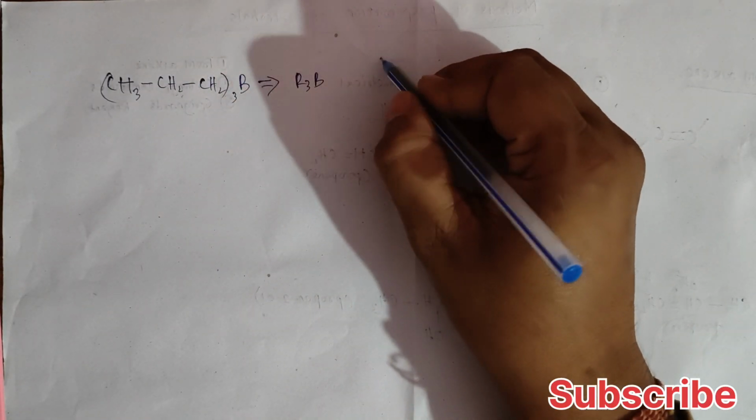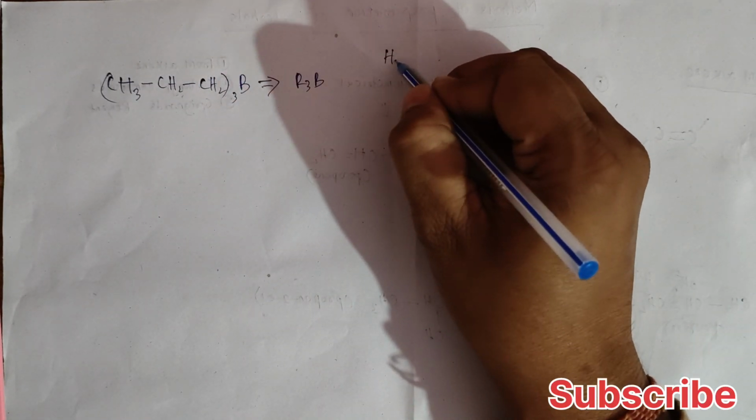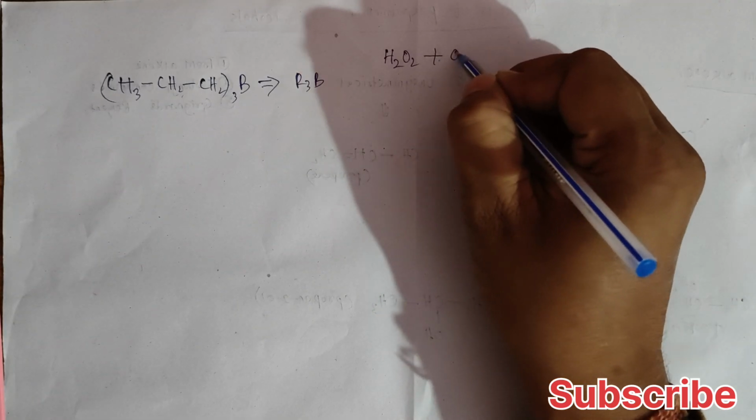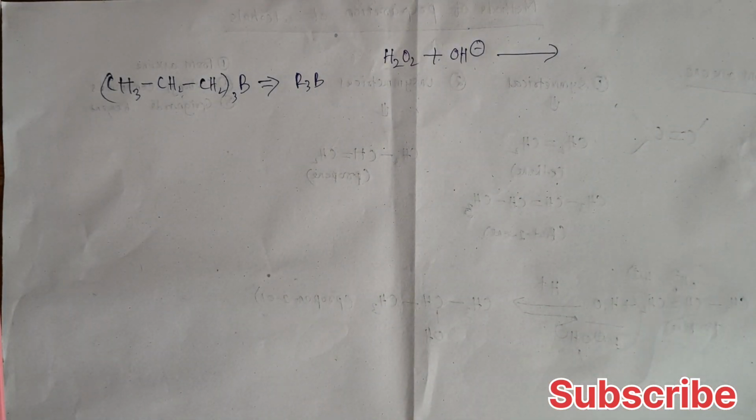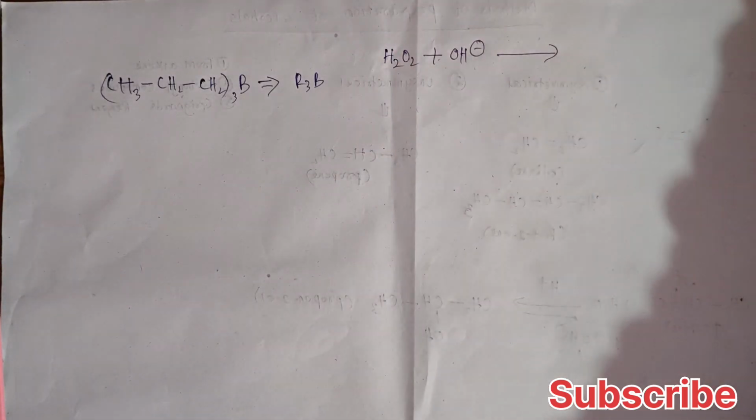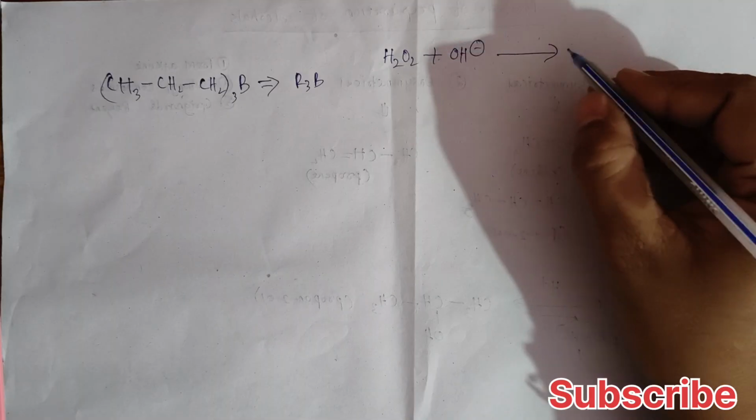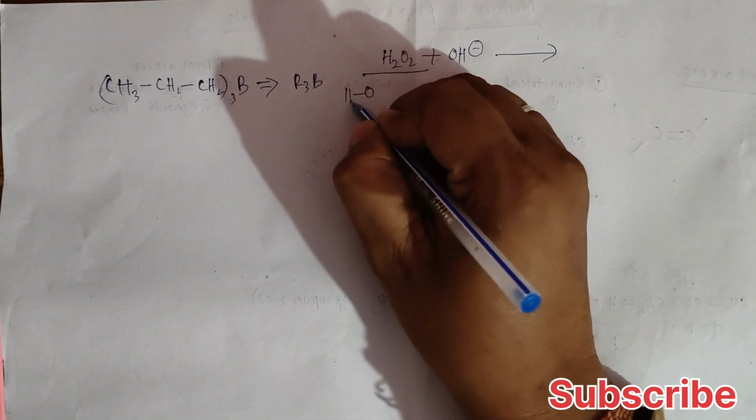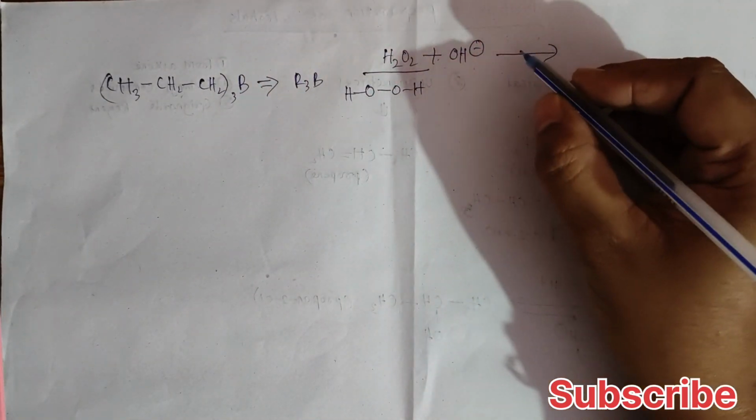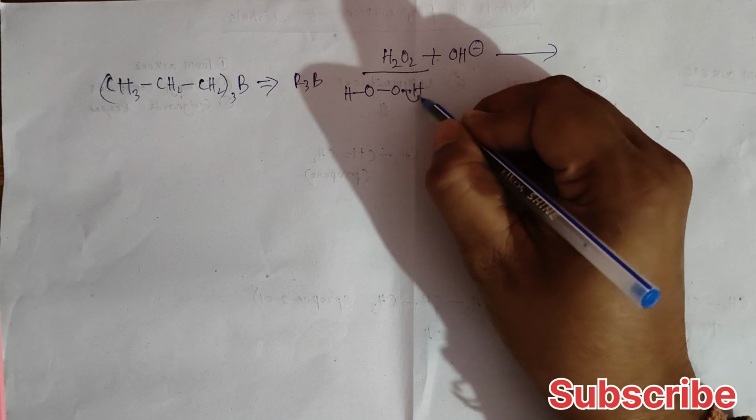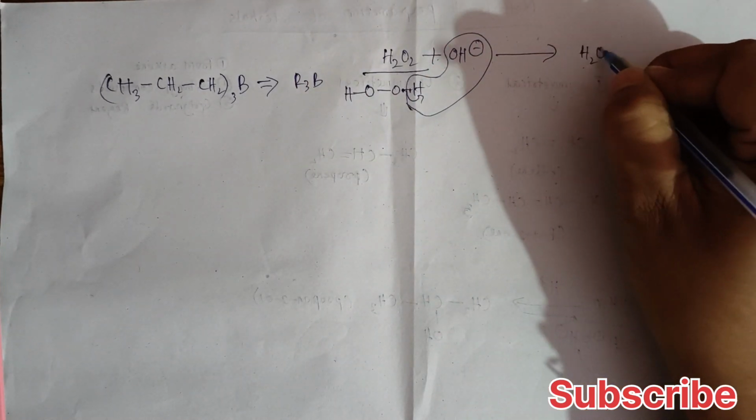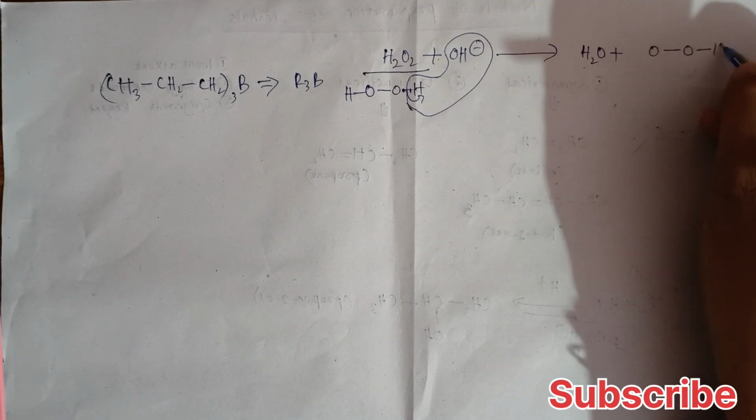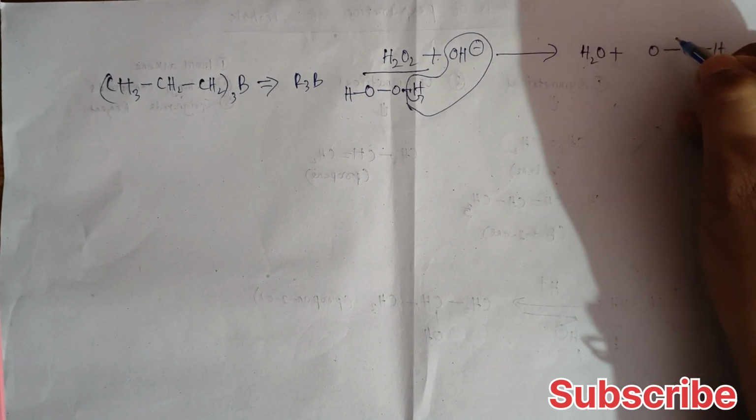Let me write first of all, H2O2 reacts with OH minus ions. What will happen when it reacts with OH minus ion? This H2O2 can be written as HOOH. Here it loses H plus to OH minus, so we will get water and OOH minus.